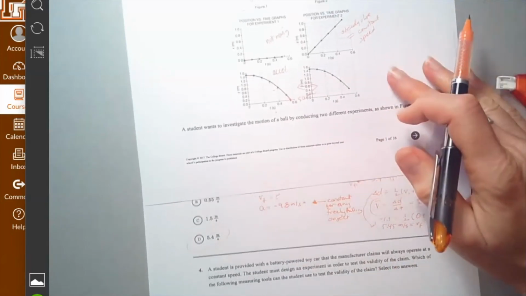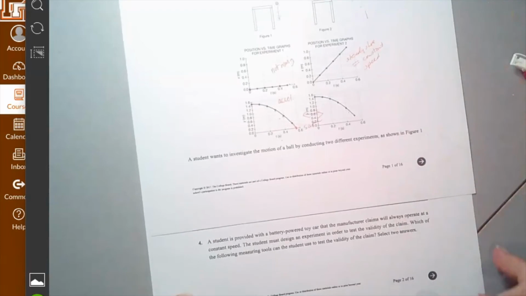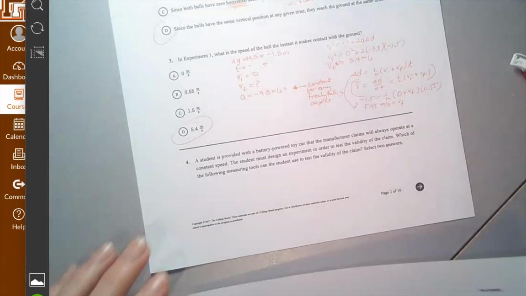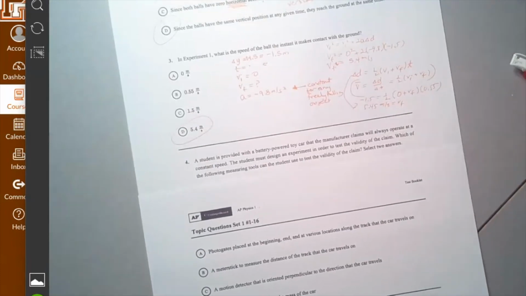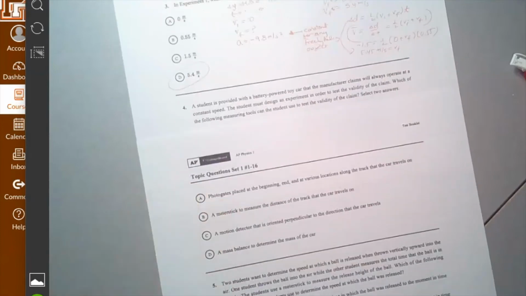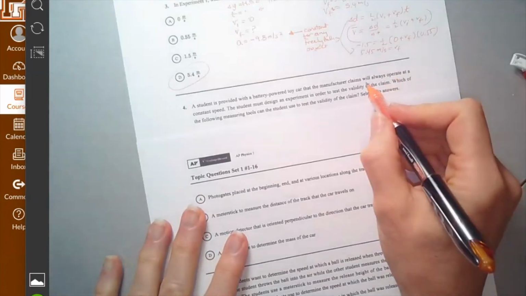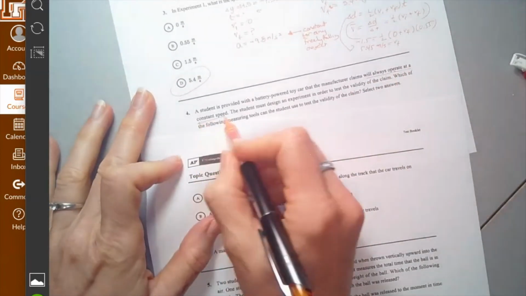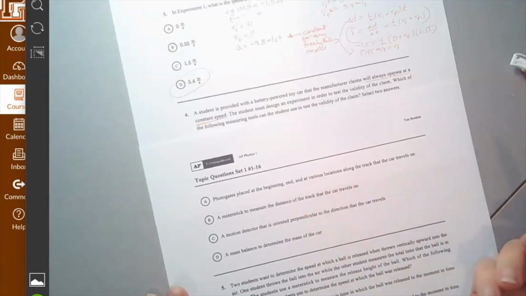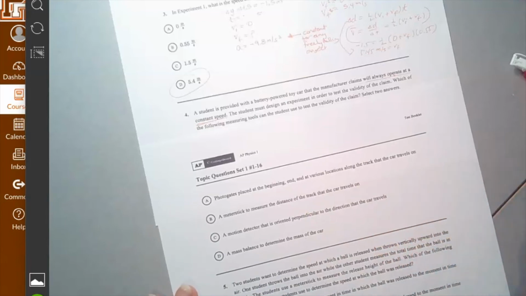A student is provided with a battery-powered toy car that the manufacturer claims will always operate at a constant speed. The student must design an experiment in order to test the validity of the claim. Which of the following measurement tools can the student use to test the validity of the claim? So we're looking at this question. Does it always operate at a constant speed? In order to do that, think about it. What do you need to know? You need to know the speed, not just at the beginning and the end, but for the entire time in between.